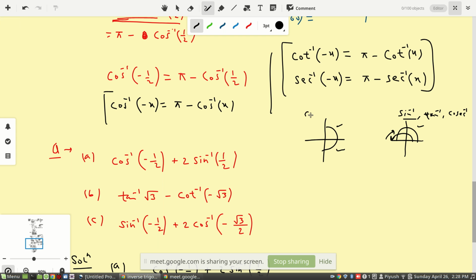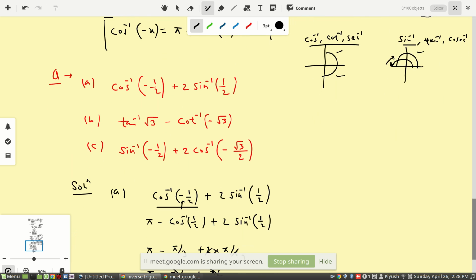Now here we can see cos inverse, cot inverse, and one more, sec inverse. For these three you have to do pi minus that angle when the value inside is positive, and for these three, if it is negative inside, just put negative outside. This is all you have to think. Now tell me the answer for the second and third one. I hope you got the idea.